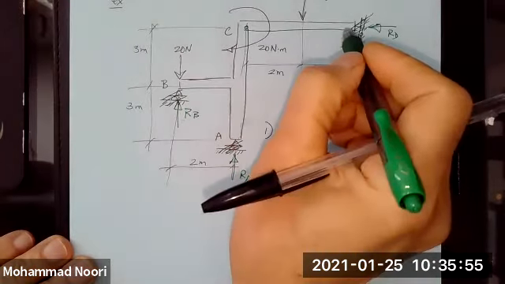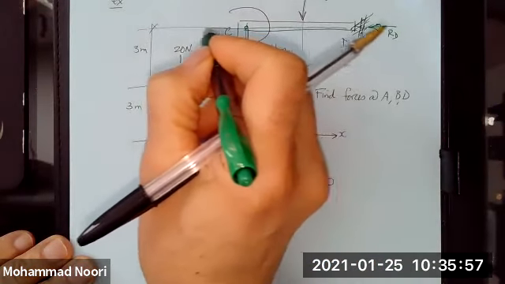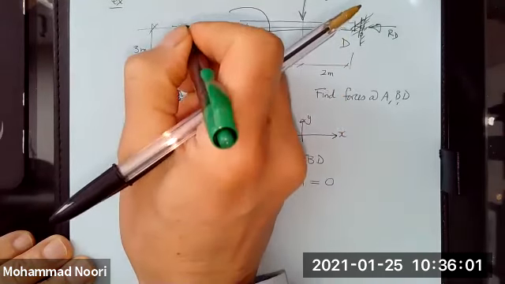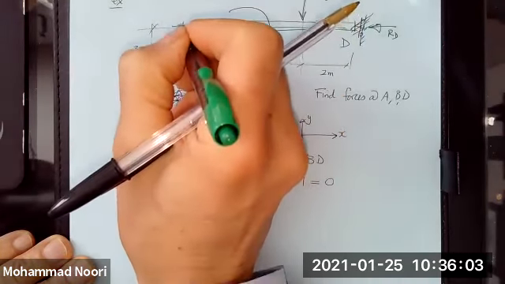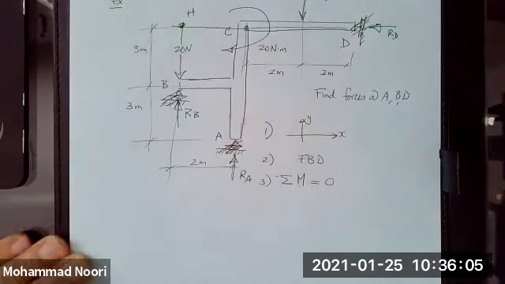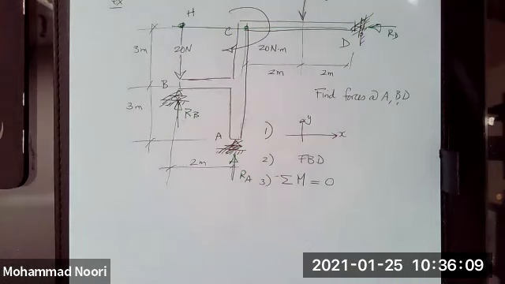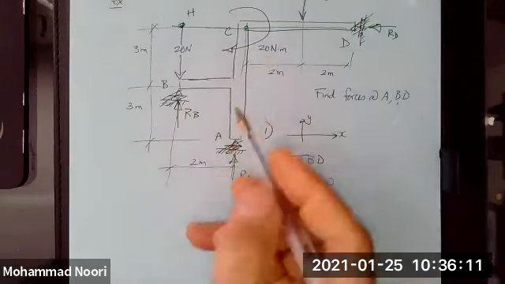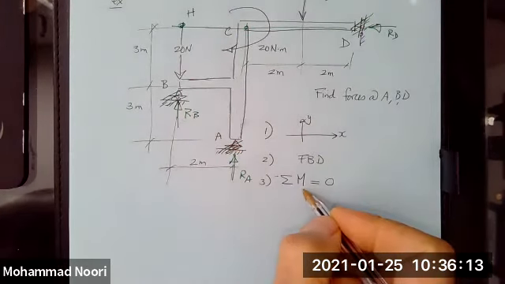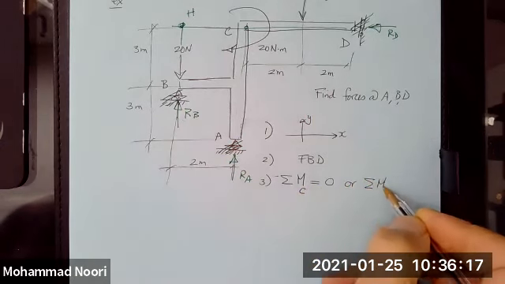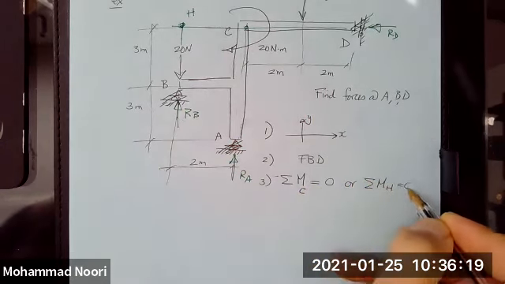How about if I continue this and continue this? Unknown. They intersect at a point which is outside the structure, which is okay. So you can take summation of moments about either C or summation of moments about point H is equal to 0.